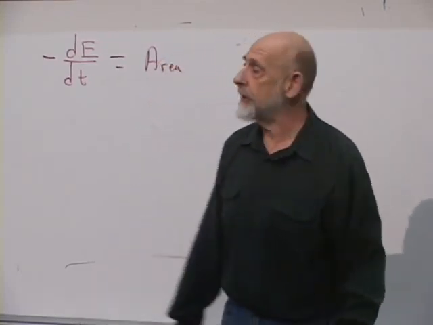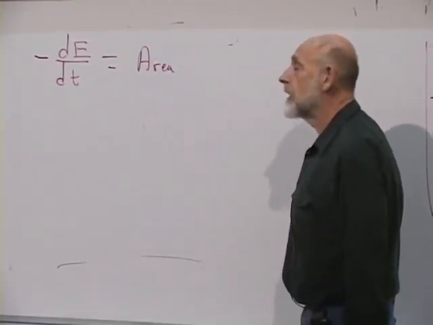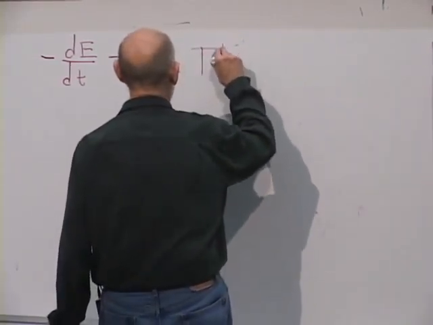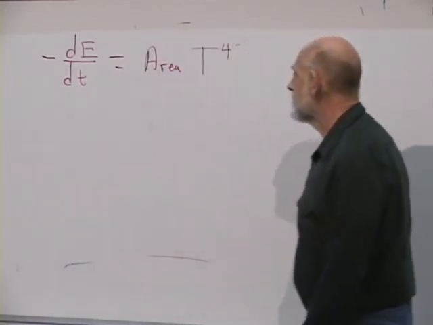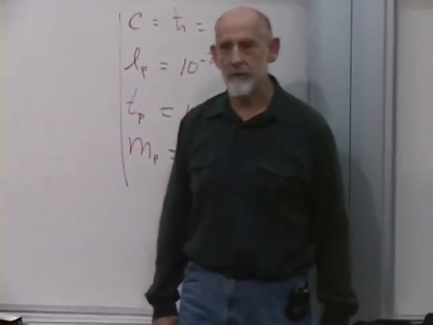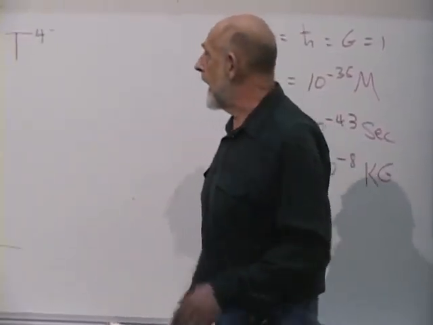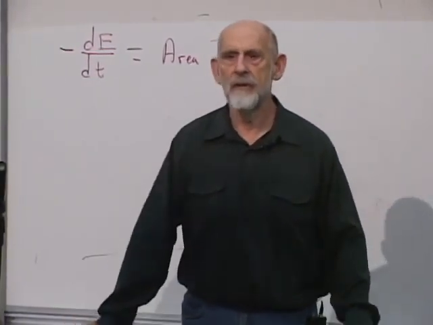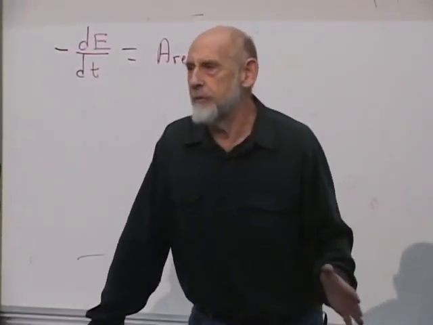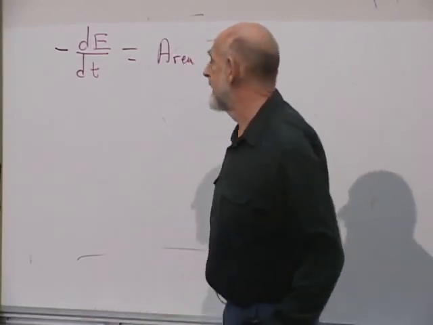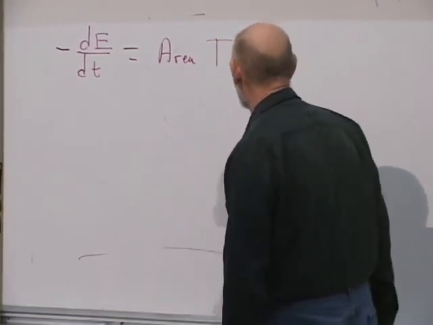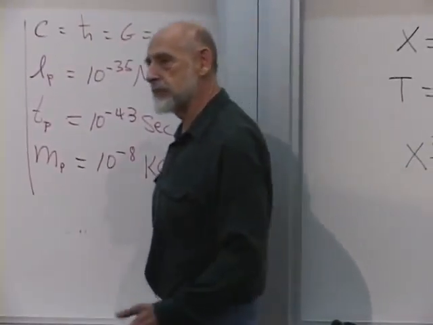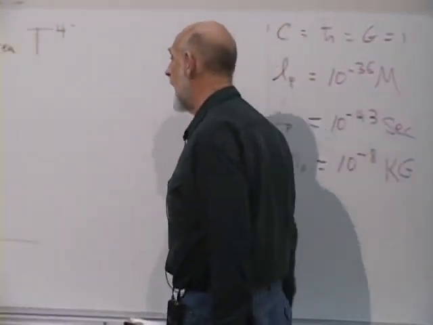Anybody know what formula to put here for the temperature? T to the 4th, the famous Stefan-Boltzmann formula. Temperature to the 4th power. You can derive that from dimensional considerations. It's just a dimensional formula. And what about the coefficient which appears here? Order of magnitude, it's 1 because all of the parameters are 1. So what else could it be? Right. So in Planck units, this is the rate at which the black hole or anything else would lose energy.